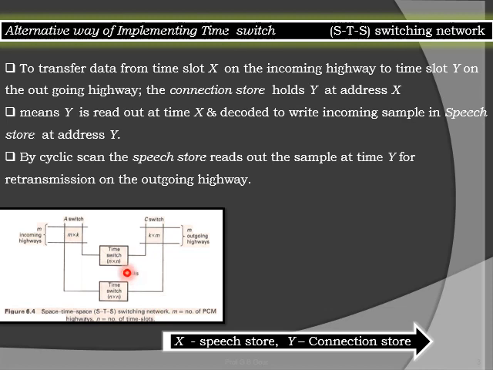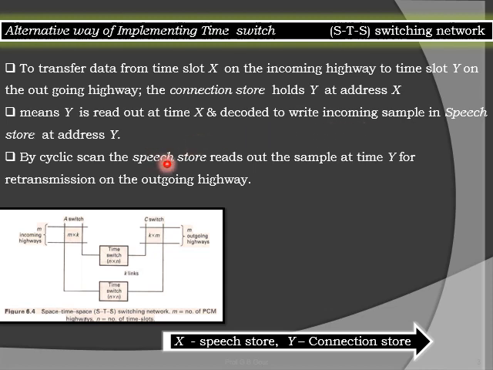So that is the meaning here. To transfer the data from time slot X on the incoming highway to time slot Y on the outgoing highway, the connection store holds Y at address X. So in the connection store, it always holds the addresses of Y, where the X things will be coming and written. Y is read out at time X and decoded to write incoming samples in the speech store.